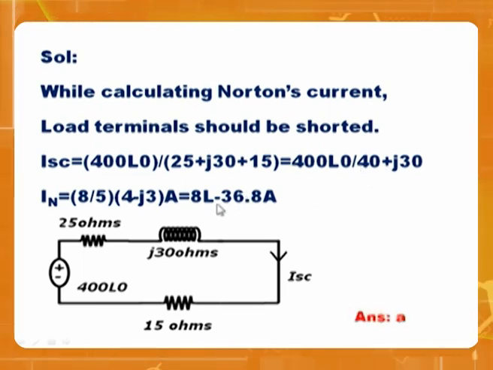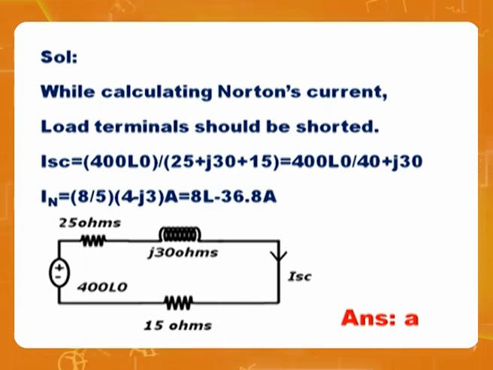So the answer is A. So this is how we need to really use specific techniques. For example, the specific technique applicable here is for Norton's. Into Norton's I have used the source transformation technique. That's why, as I told you, these techniques, star delta, Thevenin's impedance, and all that, go together.